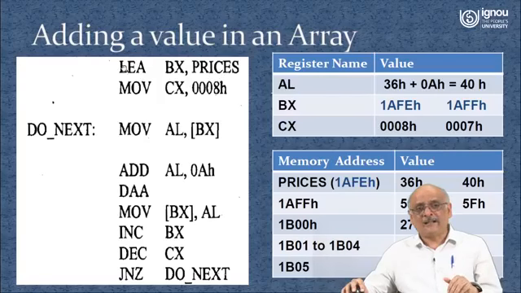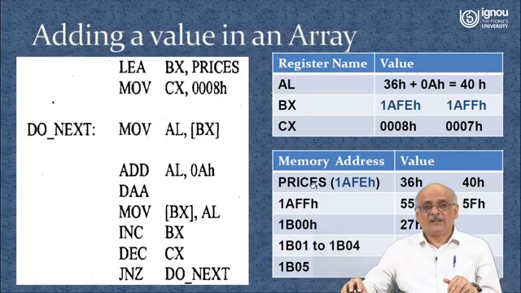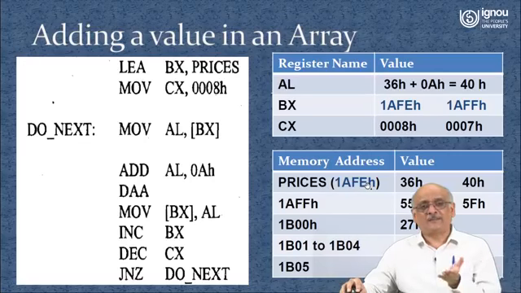So what we are saying, load effective address. This is the statement. The address of the location prices has been stored into the BX register. What does it mean? I have shown this here. You can see I have given a random address 1AFE, and this is 16 bits. 1AFE is hexadecimal, so it is 16 bits. 2 to the power 16 is what we said, 64K segment. So prices is 1AFE.